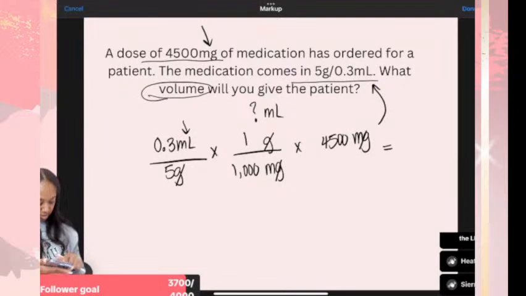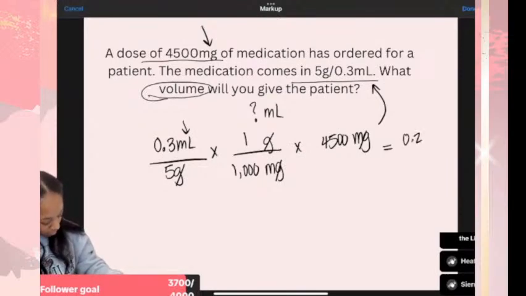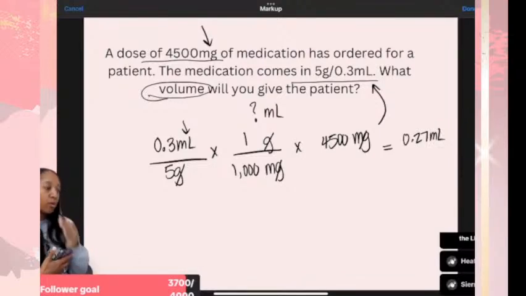0.3 times 4,500 divided by 5 divided by 1,000. So that's going to be 0.27 mLs. And if your program requires you to round to the tenths place, because it is 0.27, 7 is greater than 5, so this number 2 is going to be bumped up to 0.3 mLs.